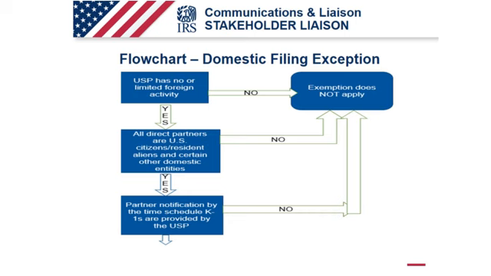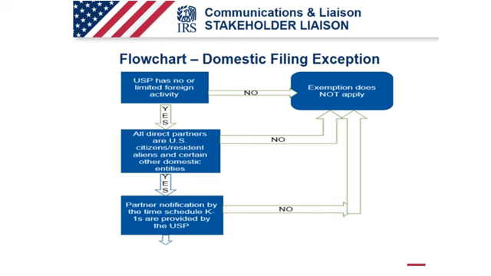So the first criterion is that there is no or limited foreign activity at the domestic flow-through entity level. And what does that mean? What does it mean to have no or limited foreign activity? Well, let's define what is a foreign activity first. It includes the following.